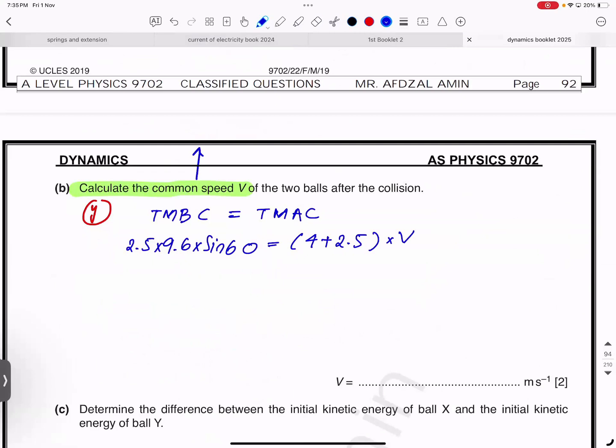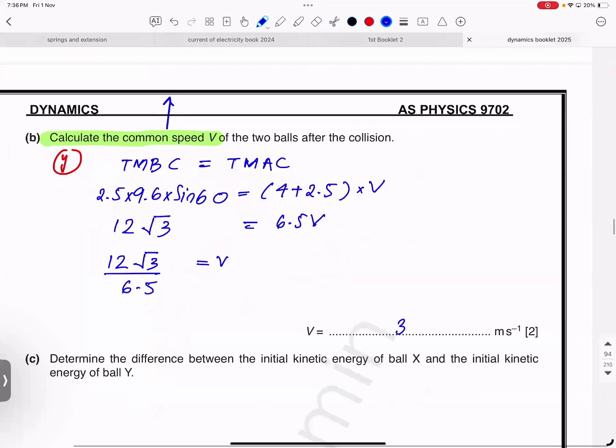The left side, 6.5. The right side is radical. The right side is radical 12 radical 3. So 12 radical 3 over 6.5 is v, which comes to be 3.2 meters per second.